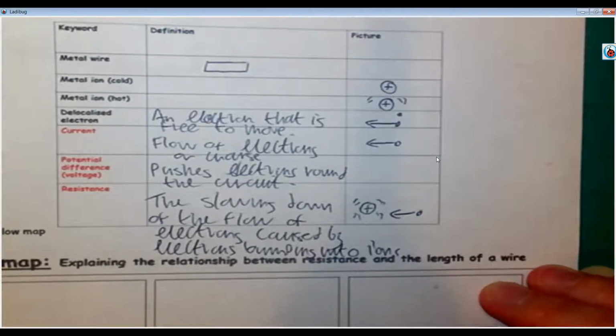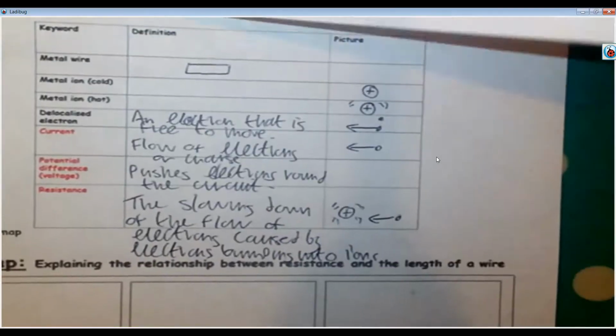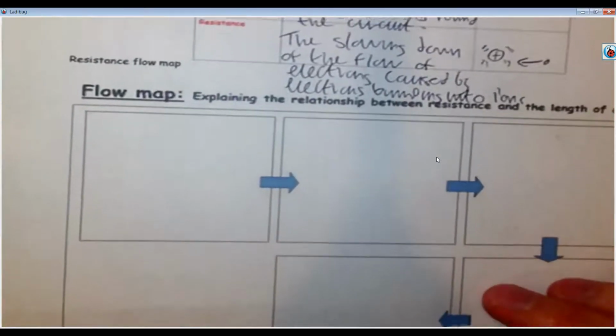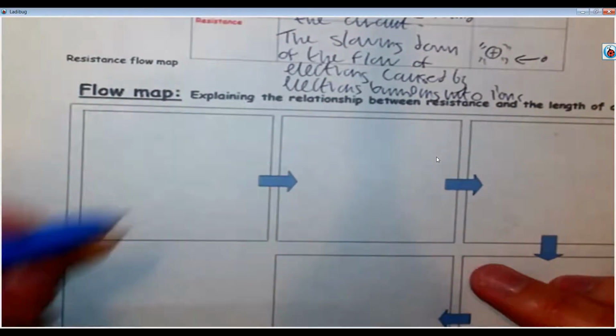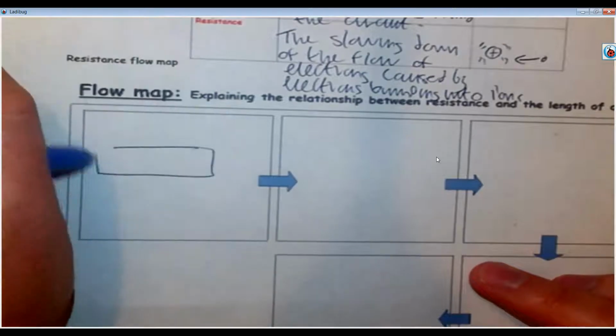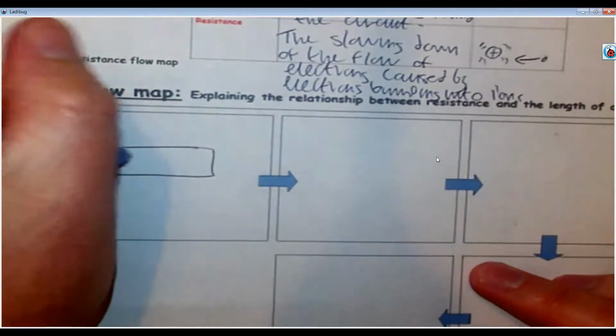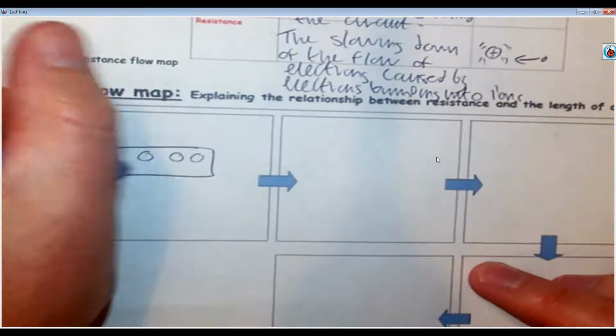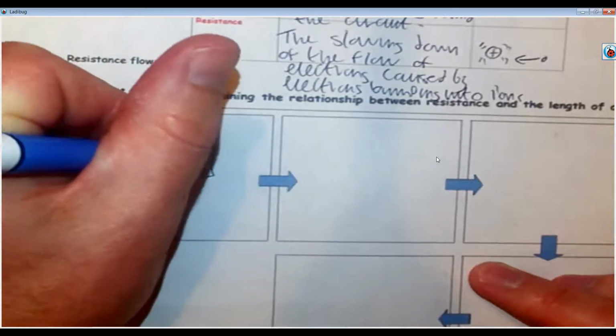So knowing all those symbols, we can now draw a flow map to explain why resistance increases as the length of the wire increases. So here's our wire. We're going to draw 4 metal ions.